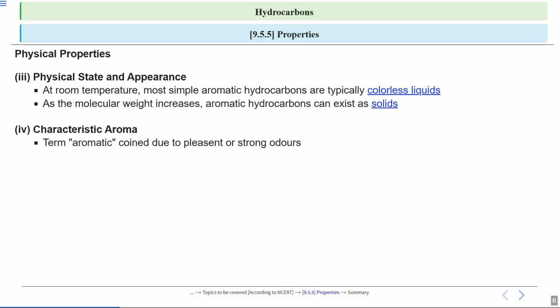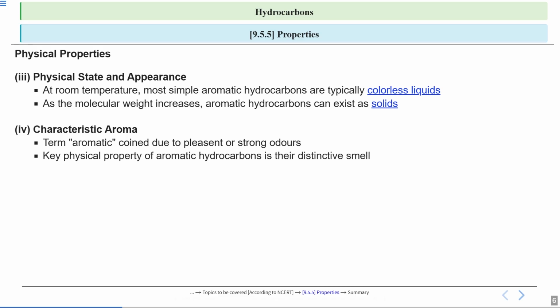So, the term aromatic was originally used because many of these compounds have pleasant or strong odors. For example, benzene and toluene both have a distinctive smell. This is a historical naming, but it still helps us remember one of their main features.